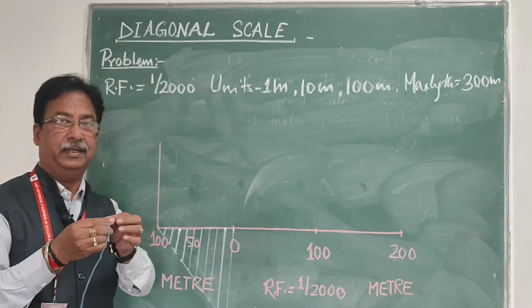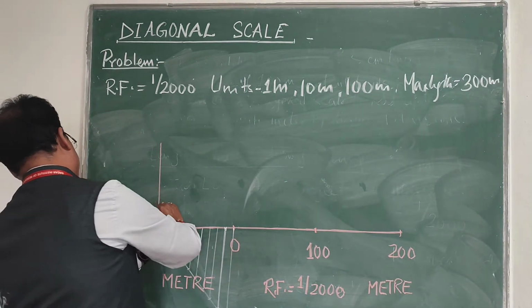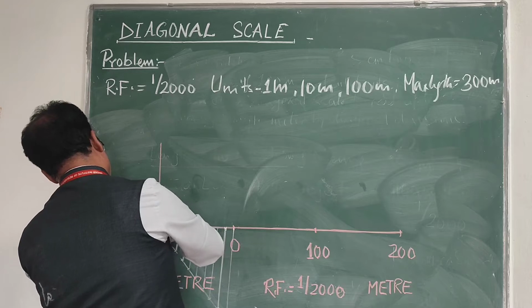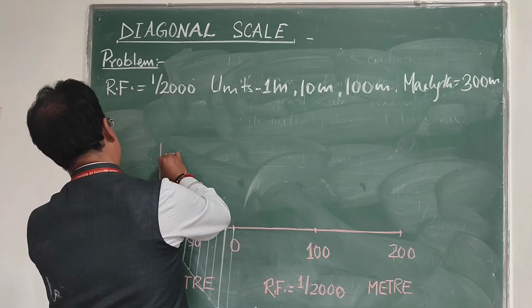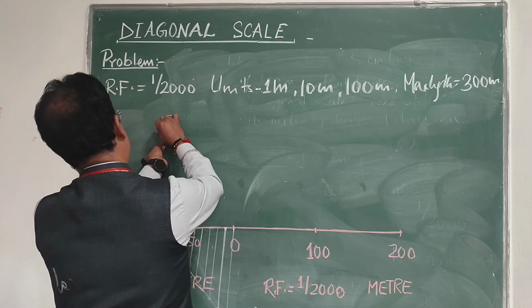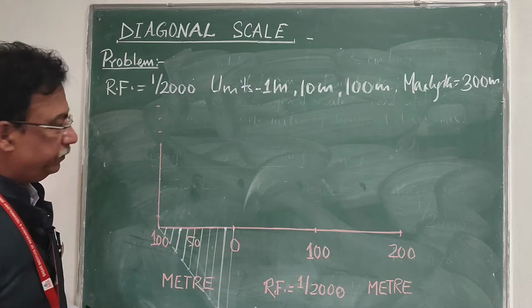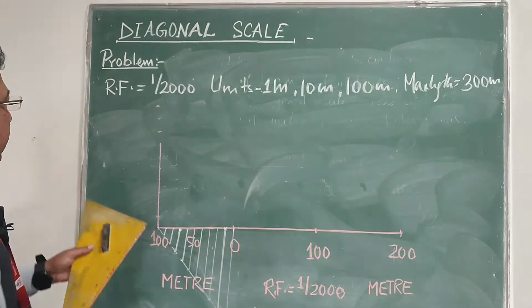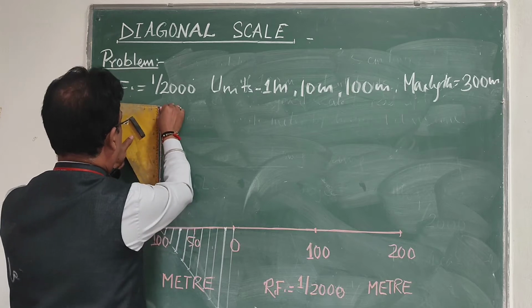I have selected that I am going to use 5 mm distance. So in a divider, pick 5 mm distance and mark 1, 2, 3, 4, 5, 6, 7, 8, 9 and 10. So go up to 10 markings on this line.